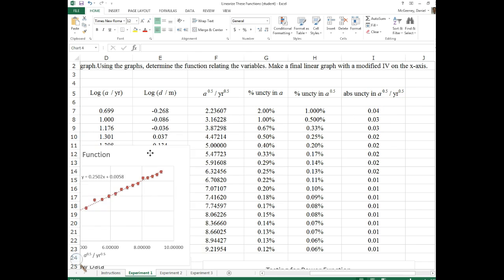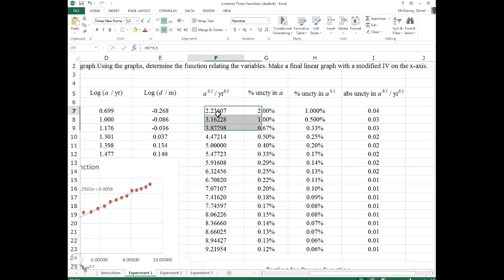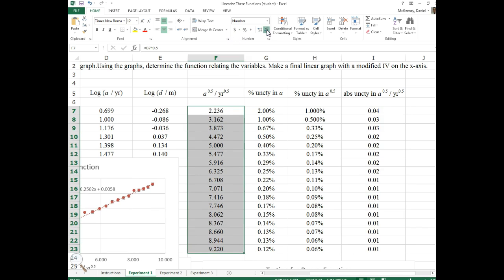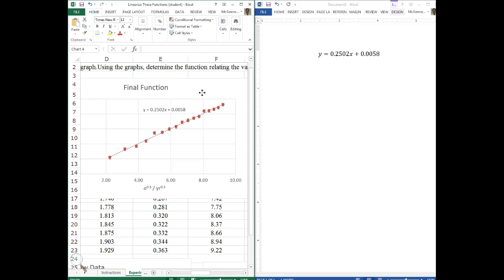The next thing that I forgot to do: these values are all rounded to the hundredths place. So my values of a to the 0.5 should likewise be rounded to the hundredths place. That's how I know where these get rounded. I look at the uncertainty, which is only allowed to have one sig fig. Okay, back to what we were looking at.